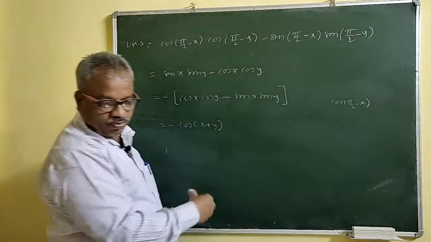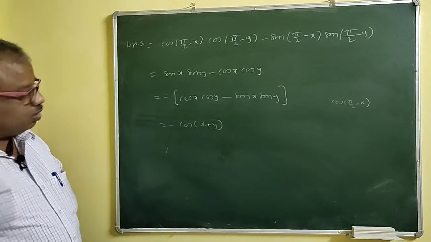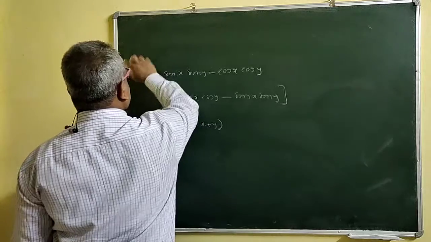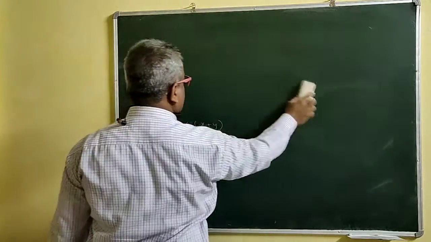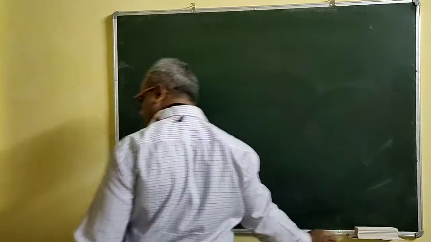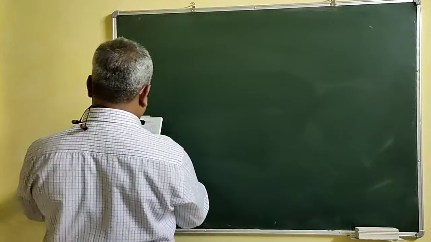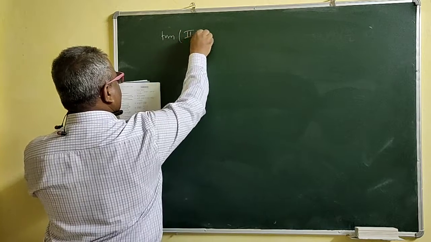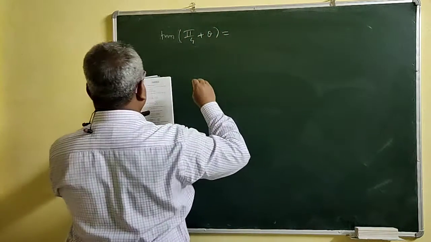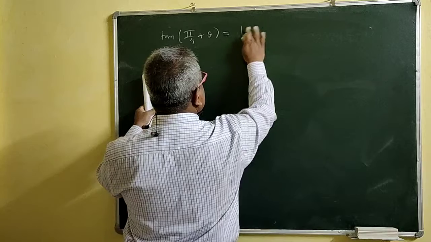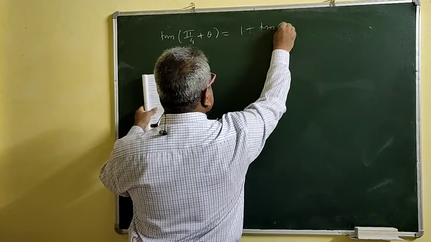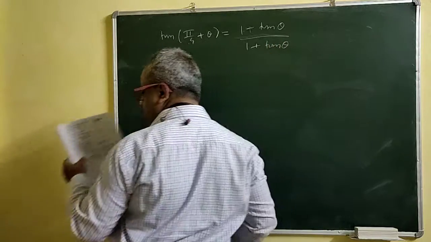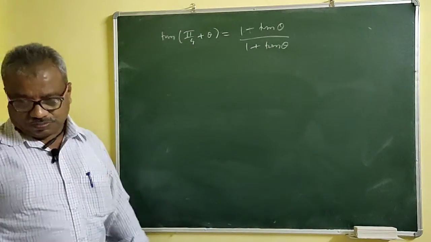From left to right or right to left, you should apply both formulas. So we are through. Next, prove that tan(pi/4 + theta) is equal to (1 - tan theta) upon (1 + tan theta). Just as we prove this one, you should remember this as a formula now.